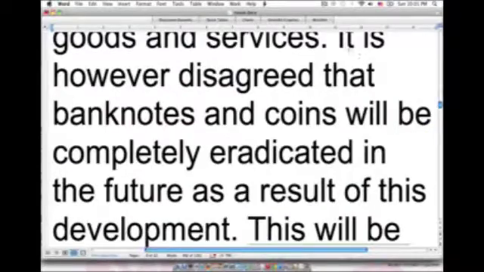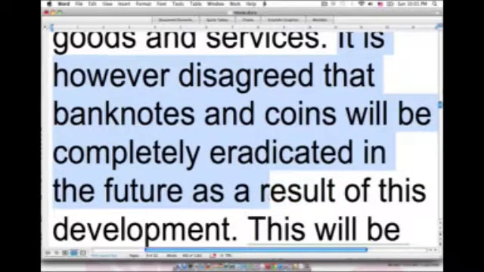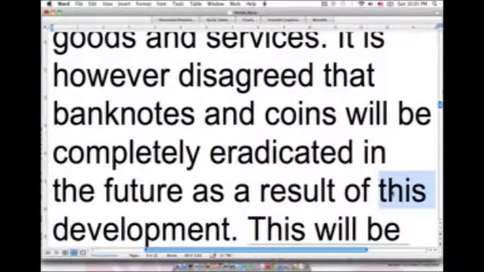Okay. It is however disagreed that banknotes and coins will be completely eradicated in the future as a result of this development. Another nice use of cohesion this student has employed by using "this." They're referring to what they were saying before, that electronic currency is becoming more and more popular. They said even though this is happening, it will never completely replace the use of physical money.